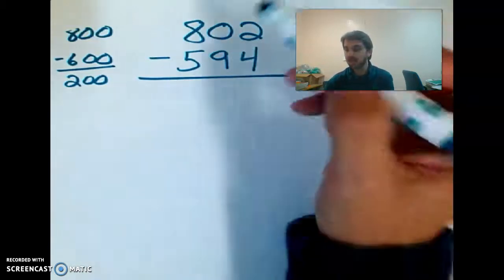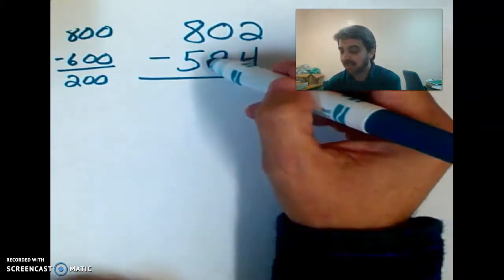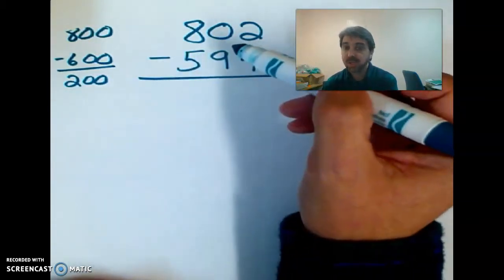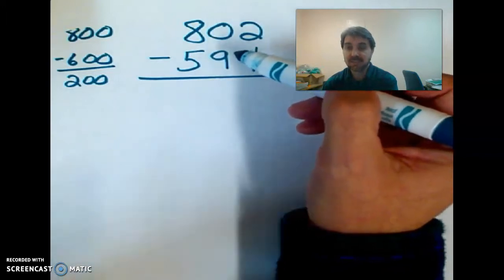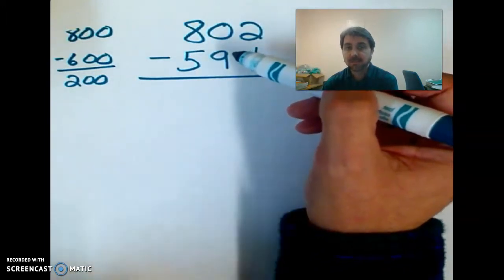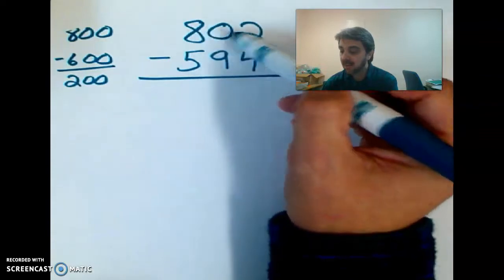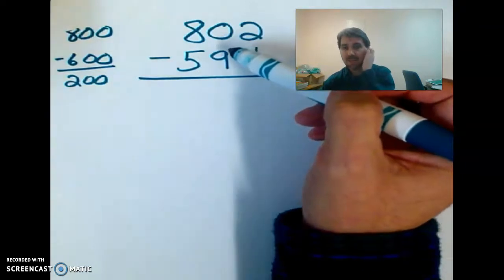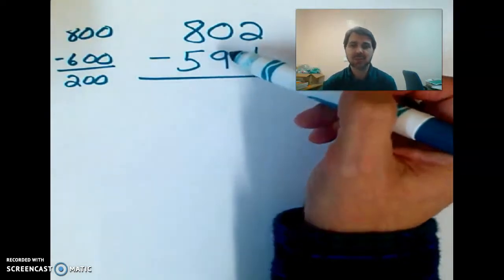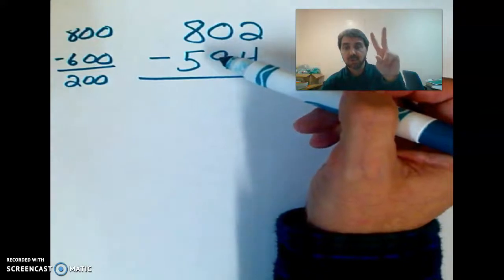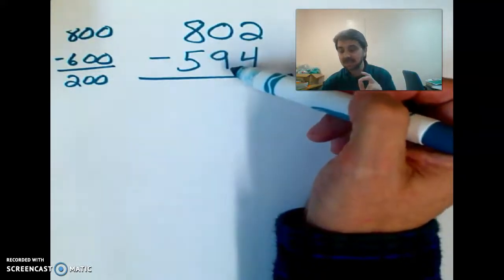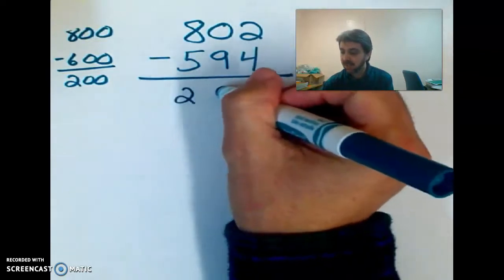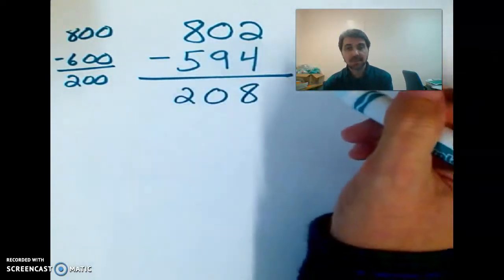So I could think of it as, how far is it from 594 to 600? Well, it's pretty close. It's only a difference of 6, right? So that's 6. And 802 back to 800 is just 2. Okay, so then between 600 and 800, I've got 200. So that's 206 plus 2 more is 208. So that should be my answer.